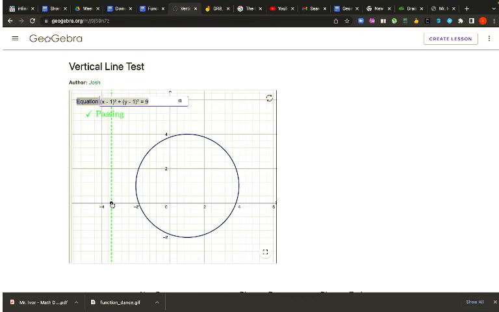So if I use my vertical line test, if I sweep this vertical line to the right-hand side, let's see whether it passes. And you can see right there it's failing. Why? Because it touches the graph in this place and in this place, so in more than one place. Hence this is obviously not a function, because it's failing the vertical line test.